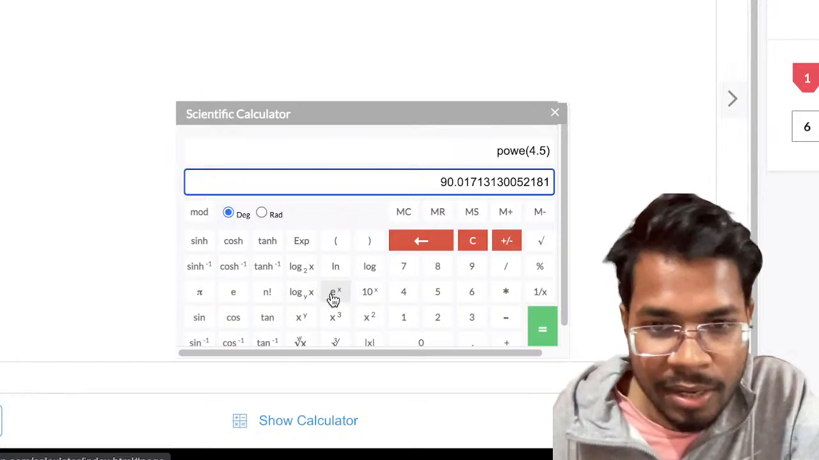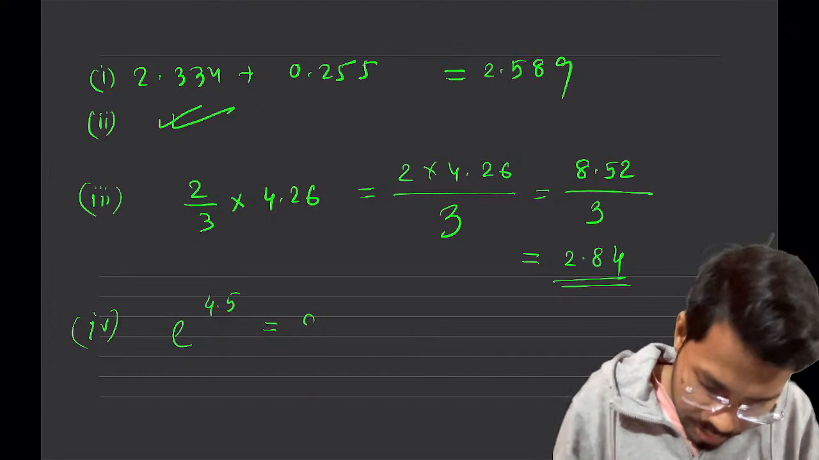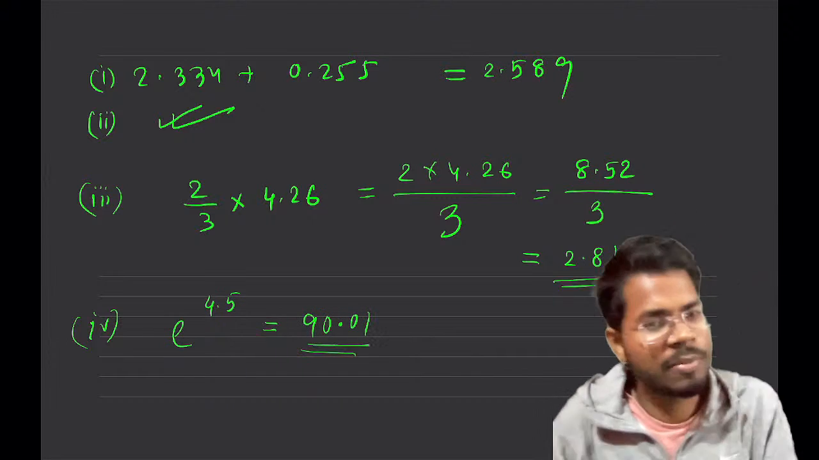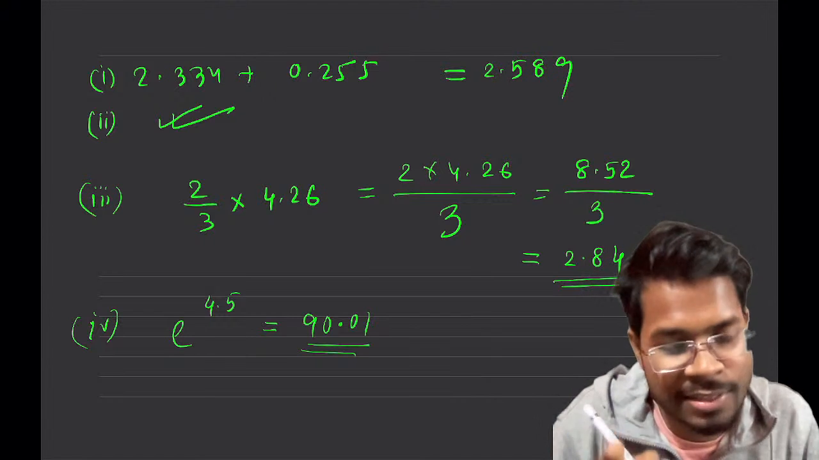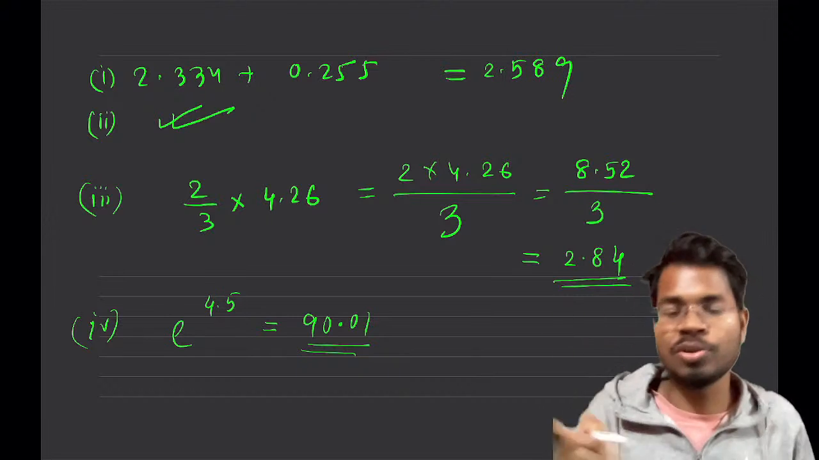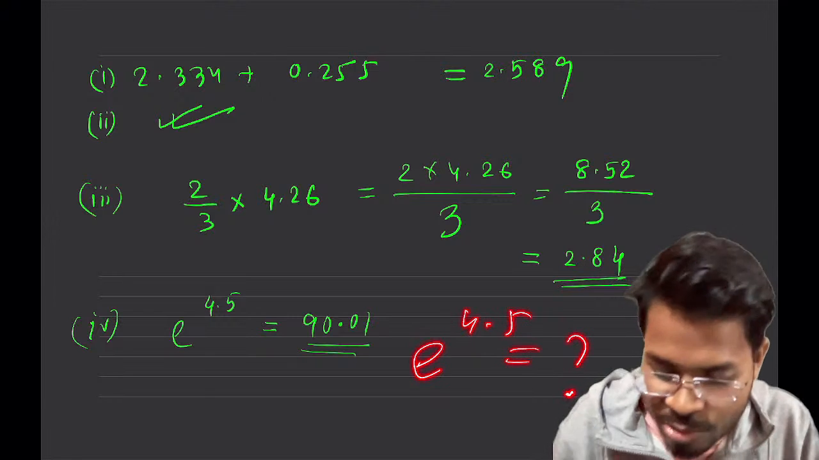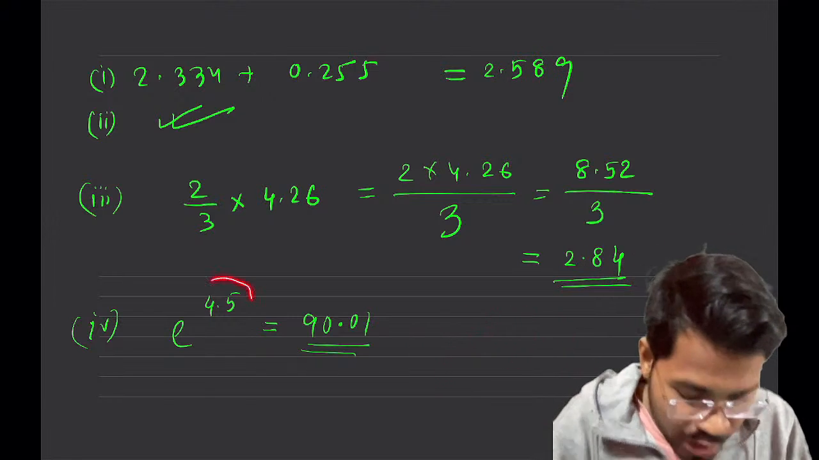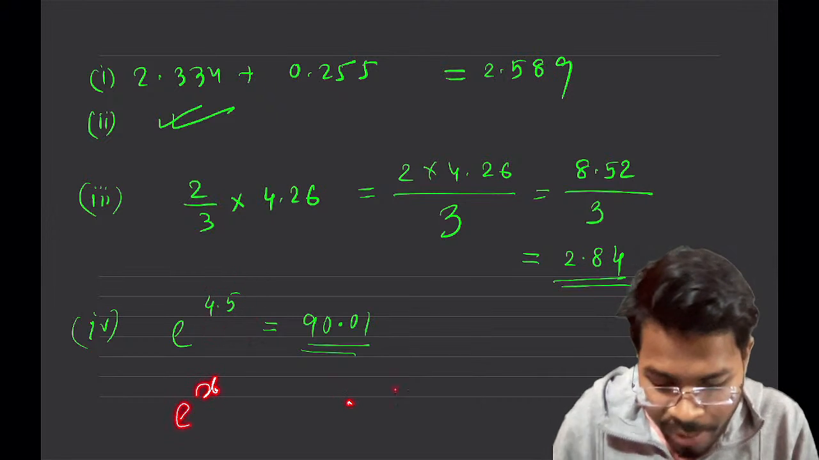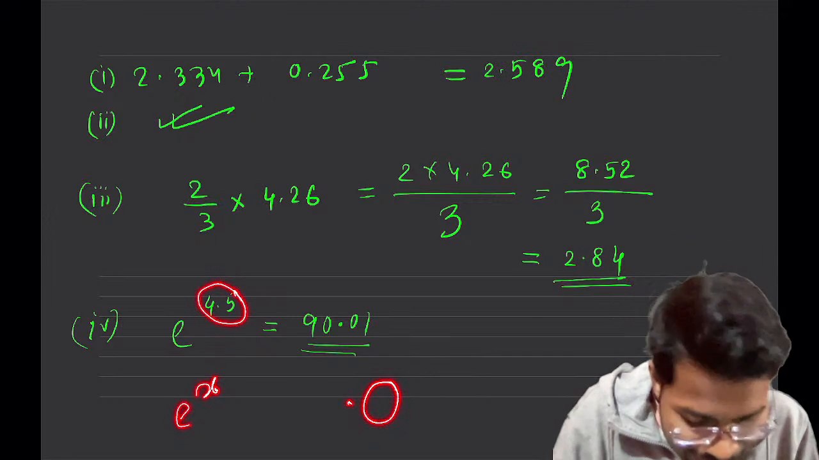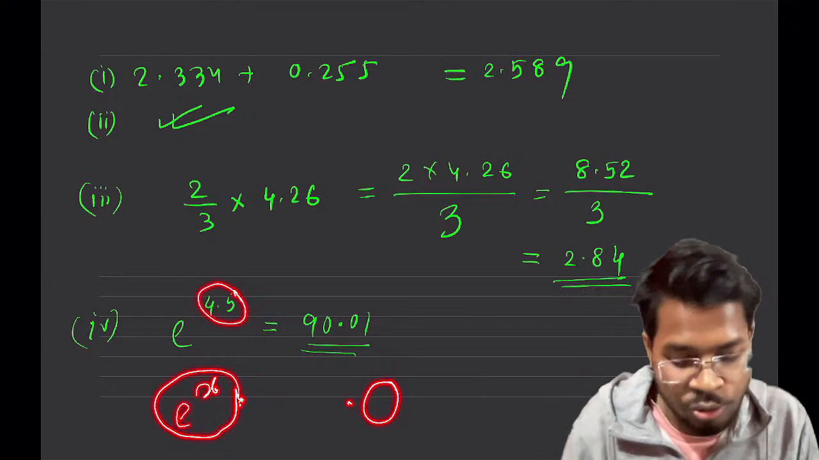So I have got 90.01, this is the value that I am getting. That means in the virtual calculator that the JAM administration will give you, you cannot type e to the power 4.5 and calculate in this way. What you have to do is first put the value of x, like here it is 4.5, and then click on the function e to the power x, then you will get the value of e to the power x.